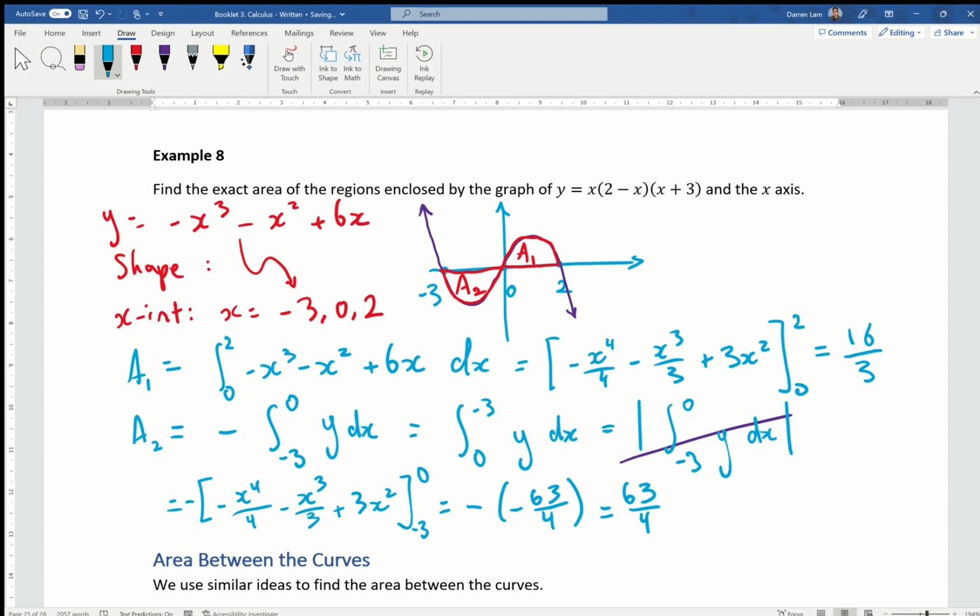Of course, then we just get the total area. Total equals Area 1 plus Area 2, we add them together, 253 over 12 units squared.